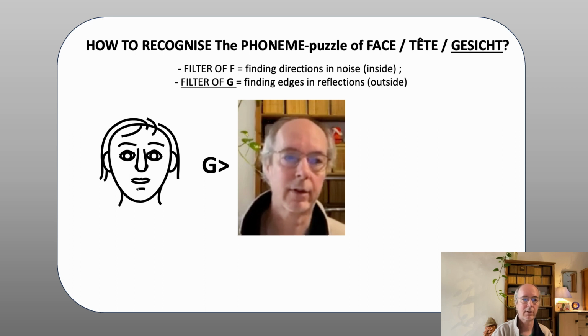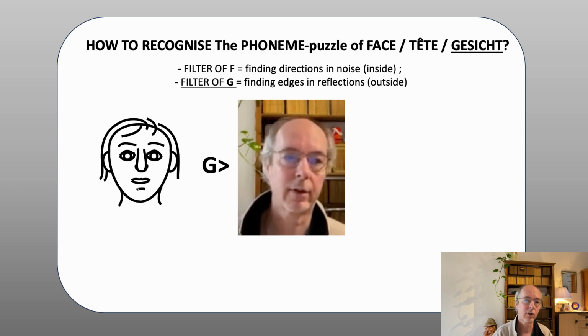Gesicht. It is German. You can also have the Dutch word, Gezicht. It's almost the same. Let's face the face here. The face with the G will be something else. The G is also a filter that can be used, and it's a completely different filter. It is explained well in my book Sounding Form. The filter of F is trying to find directions in the noise, inside, in the detail.